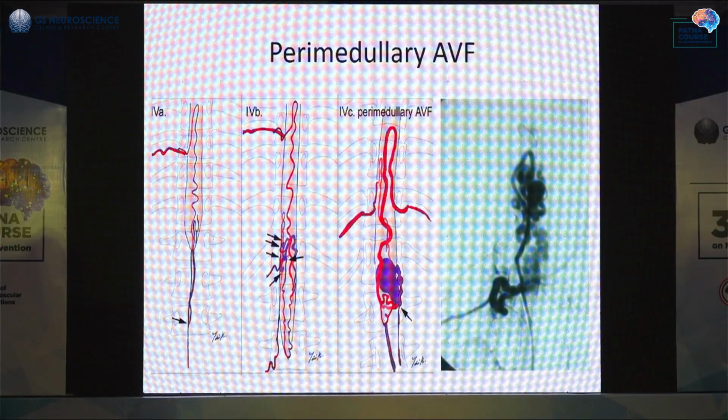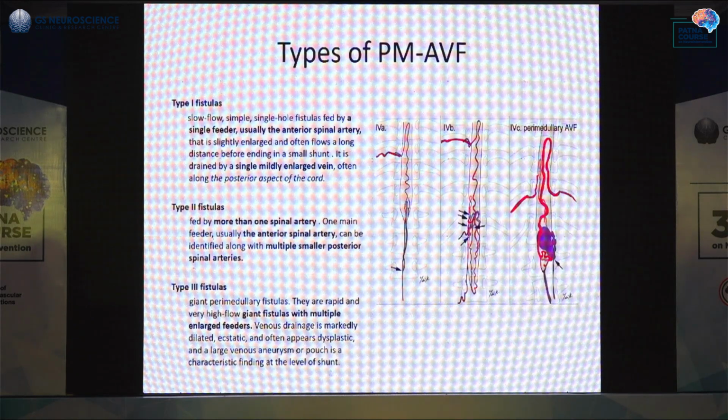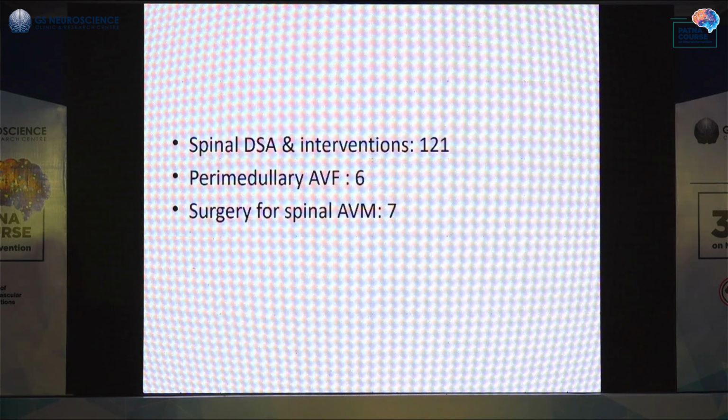Three types of perimedullary arteriovenous fistula have been described. Type A has only one spinal artery, usually the anterior spinal artery, followed by the spinal medullary vein. In type B, usually we have one anterior spinal artery, but multiple posterior spinal arteries supply the fistula. In type C, there are multiple anterior spinal arteries, and the fistula is very huge, a giant fistula with multiple enlarged feeders. In this case, it was type A.